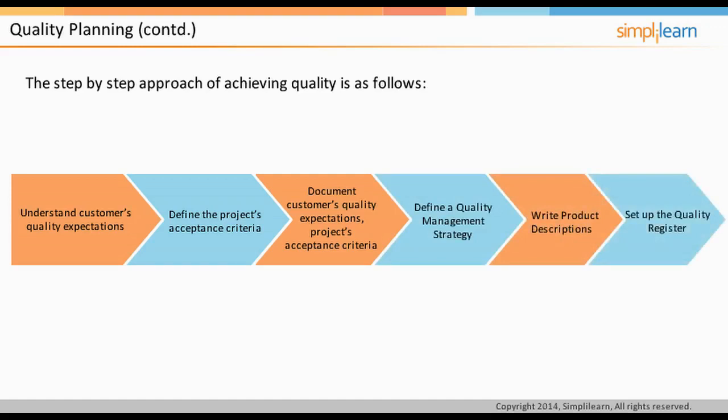Project product description refers to the output of the project as a whole. So the main output of the project is referred to as the project's product. This project product description can be broken down into modules, and product description is a term used to describe each of the modules. In the next screen, we will look at the quality expectations of a customer.